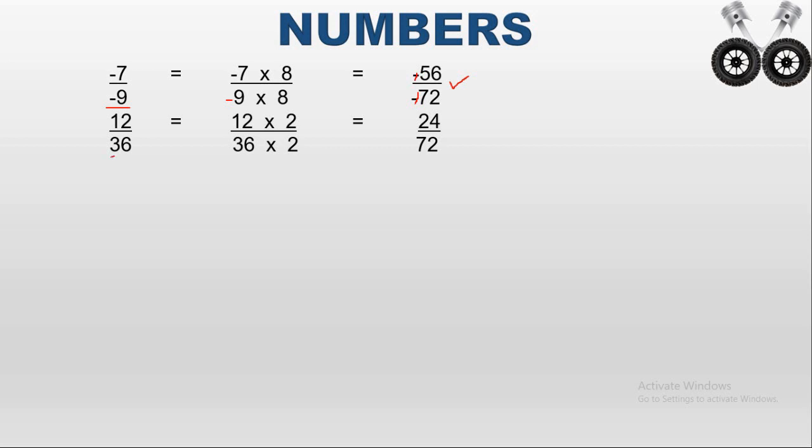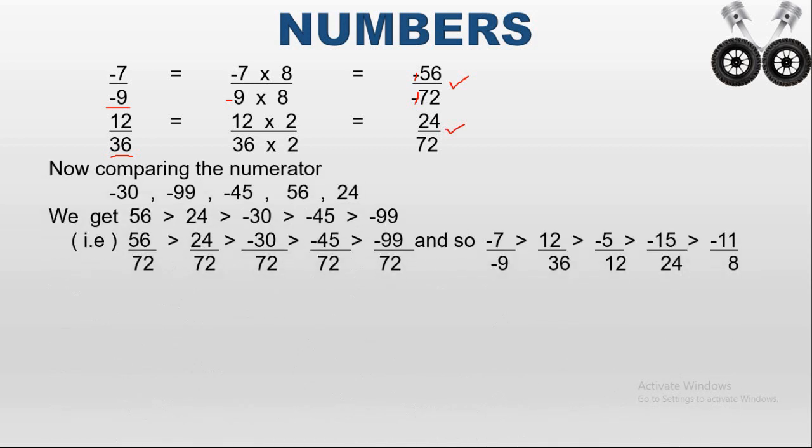And then the last rational number is 12 by 36. Here the denominator is 36. We have to convert the denominator into 72, so I multiply numerator and denominator by 2. 12 into 2 divided by 36 into 2. 12 2s are 24 and 36 into 2 is 72. Now we have to compare the numerators. The numerators we get are minus 30, minus 99, minus 45, 56 and 24.